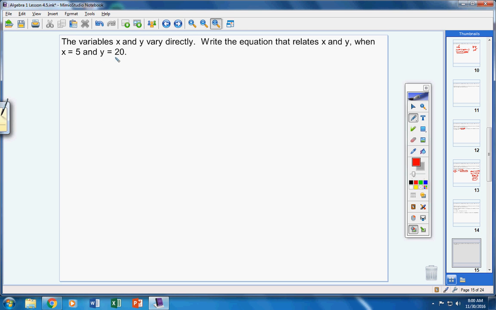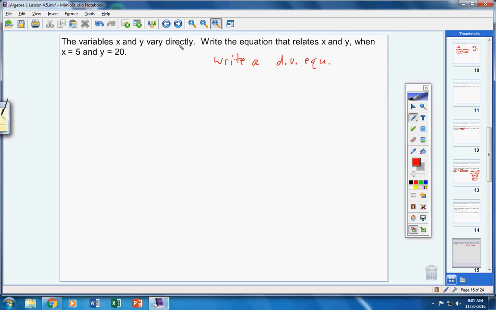Okay, here we go. Copy this problem in your notes, please. I'm telling you right now, x and y vary directly. That means we have a direct variation equation, okay? That's what that means. X and y vary directly. Write the equation that relates x and y. So in other words, what that means is we're going to write a direct variation equation. Got it?